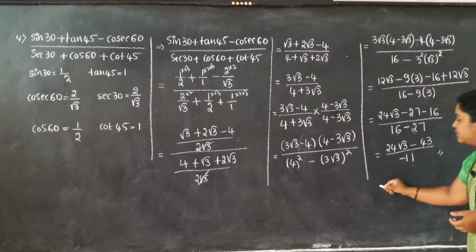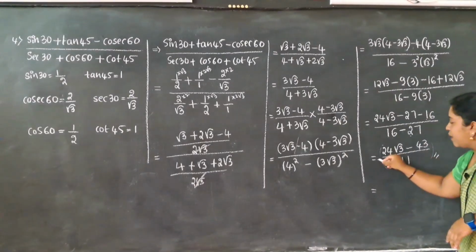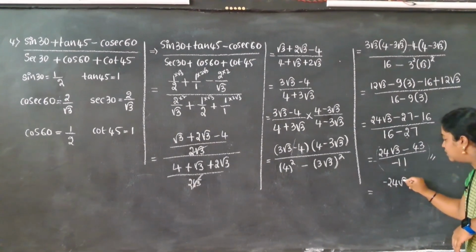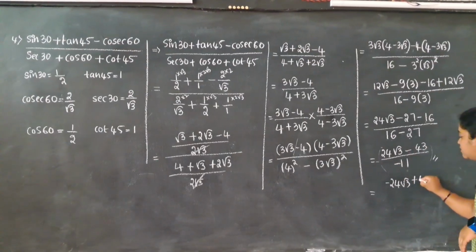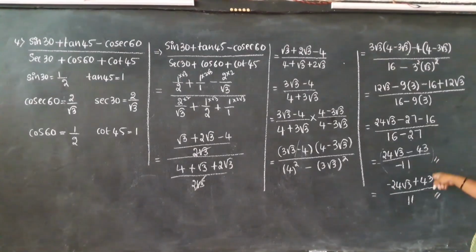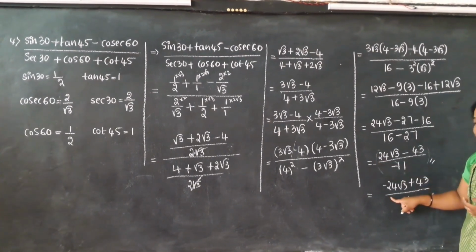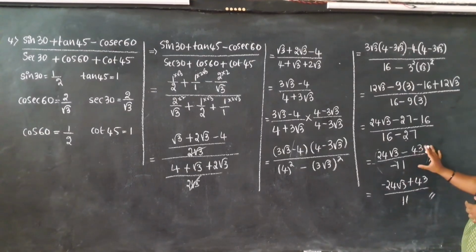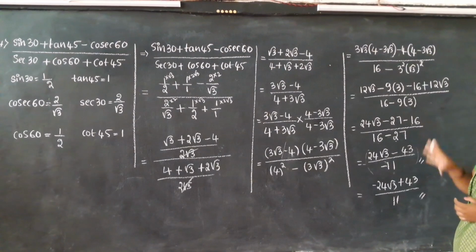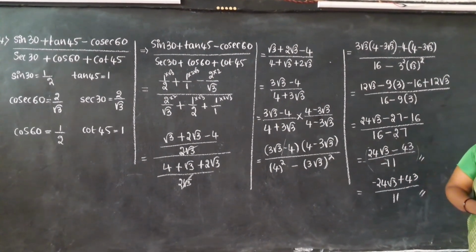Or if you want to cancel this negative from the denominator, you have to multiply the whole answer by minus. Then what are you going to get, tell me? Minus 24 root 3, minus into minus plus 43 divided by 11. Both are correct. If you don't want to have a negative in the denominator, multiply by negative, make it positive. Or else if you want to keep the answer like this, then fine, you can keep it like this also. This is how you need to simplify questions of this kind. We'll move to the next question.